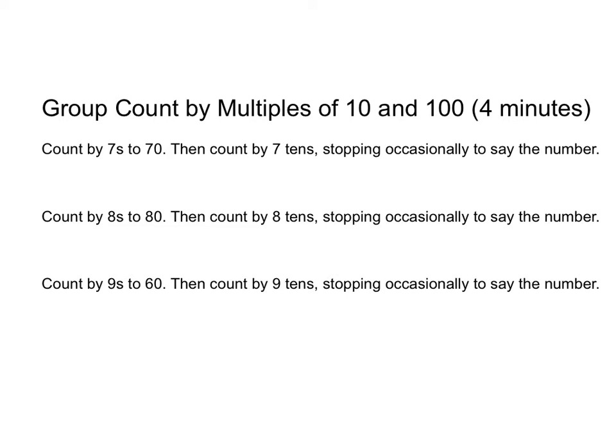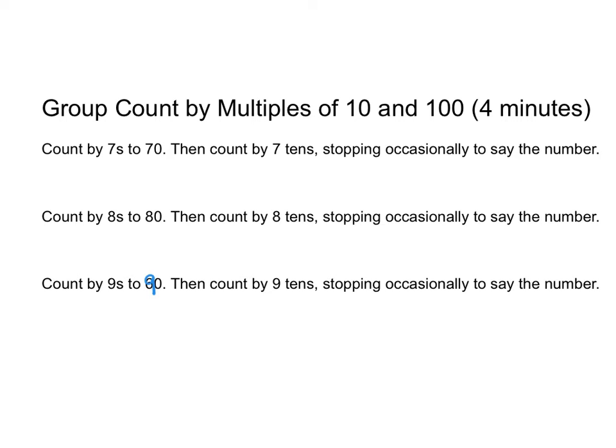The last set that we're going to do, we'll be counting by 9s, and it says 9s to 60. That is a mistake on my part. We're going to count by 9s to 90. All right, let's start with 9, 18, 27, 36, 45, 54, 63, 72, 81, and 90.